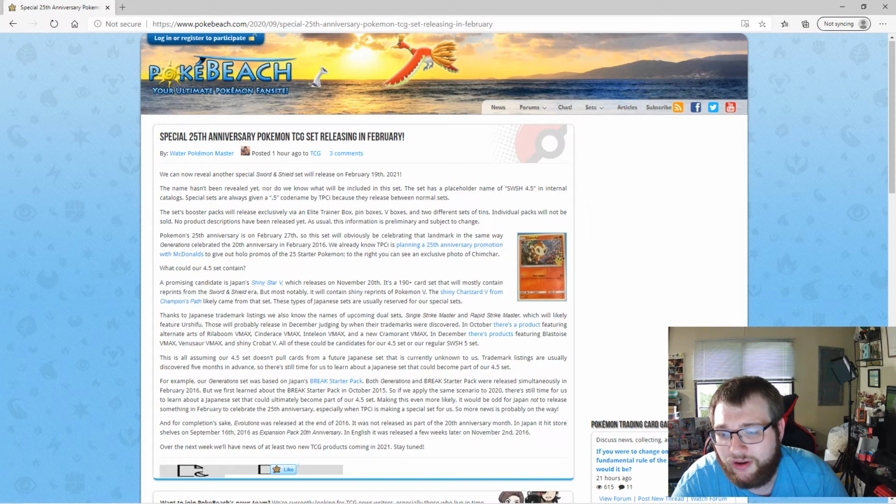This is all assuming our 4.5 set doesn't pull cards from a future Japanese set that is currently unknown to us. Trademark listings are usually discovered 5 months in advance, so there's still time for us to learn about a Japanese set that could become part of our 4.5 set. For example, this is important right here. Generations set was based on Japanese Break Starter Pack. Both Generations and Break Starter Pack were released simultaneously in February of 2016. They were released at the same time, which means if we're getting another set like that, this could probably happen again, which means nobody knows what's going to be in the set at all.